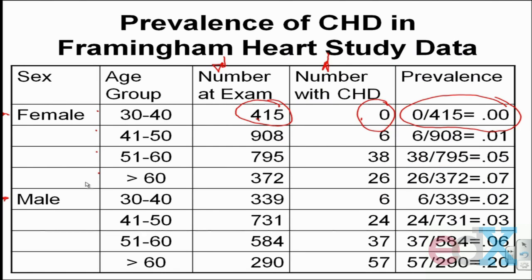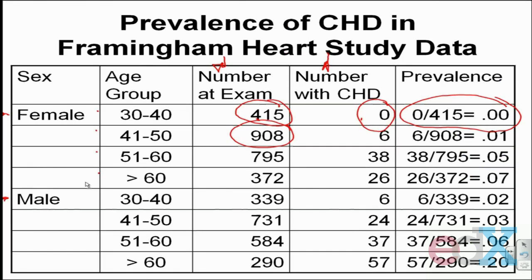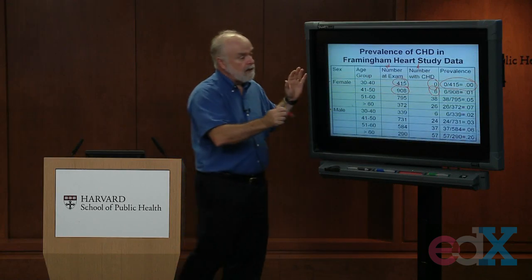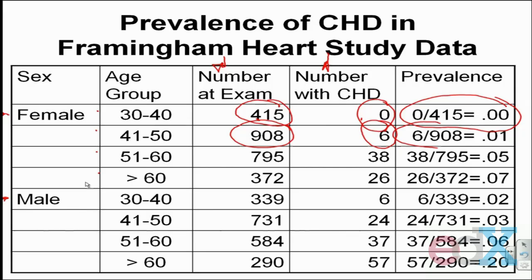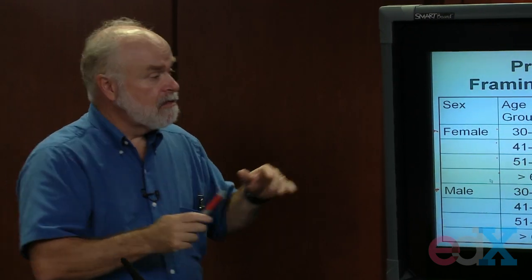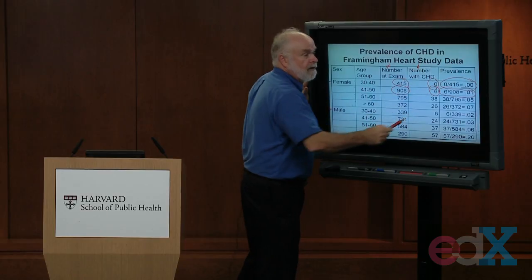But if I move to the next age category, there were 908 different women whose ages were between 41 and 50. 6 of them had pre-existing coronary heart disease at the 1956 exam. What's the prevalence of coronary heart disease among those women at the 1956 exam? It would be 6 divided by 908, or 1%. Now here's where the fun begins. Let's look at this last column of prevalence.